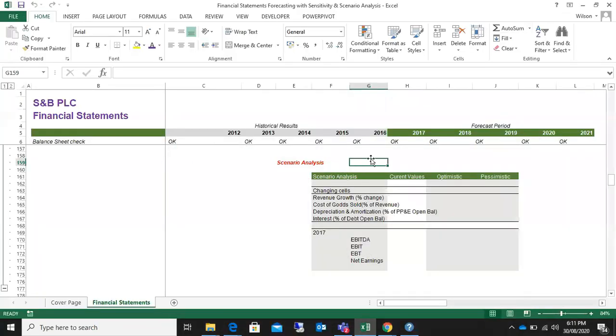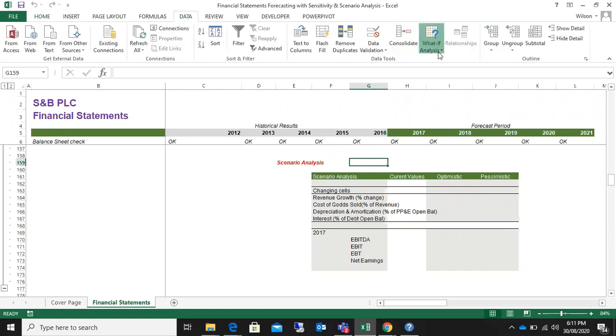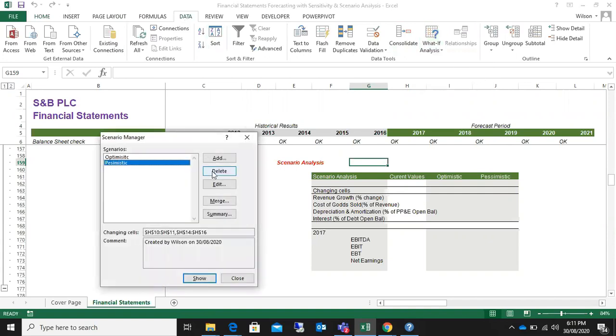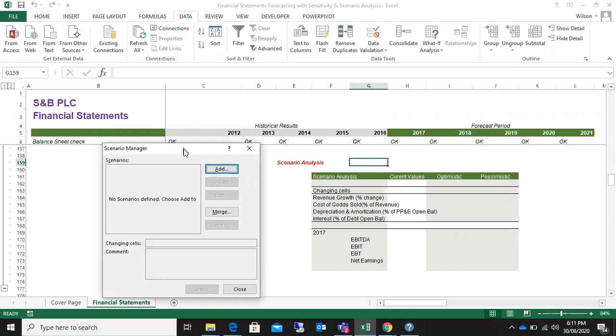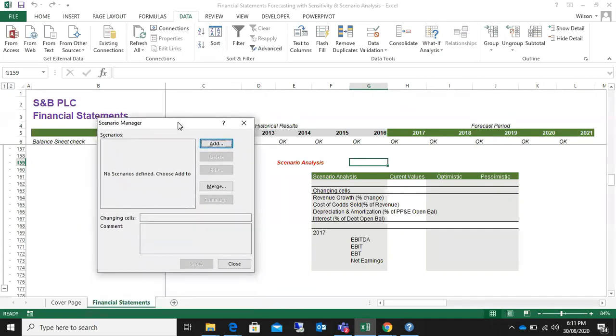So you will still come to home. From home, you will come to data. What if now this time around we are selecting scenario manager? Okay, so I'm going to delete what we have here before. Now I'm going to be performing some analysis here. So please follow me. It's step by step. It can be quite confusing, but just follow me step by step.